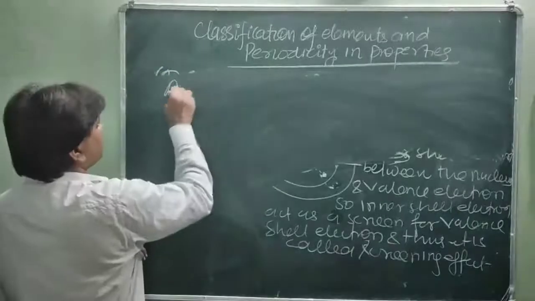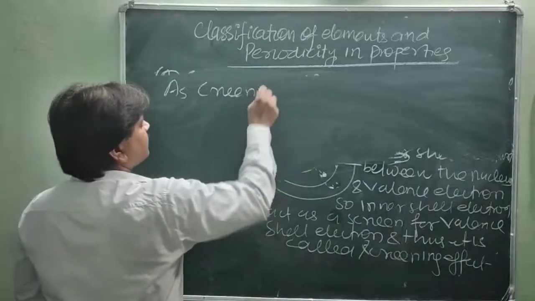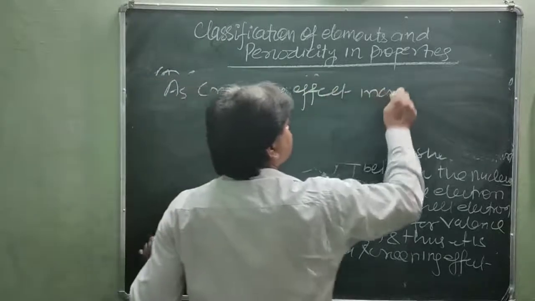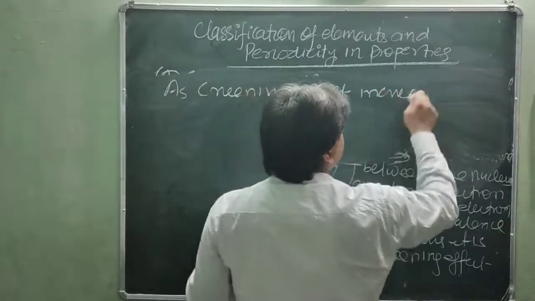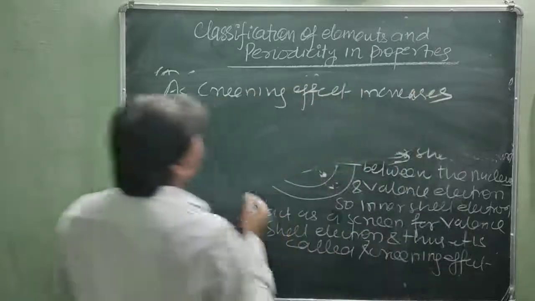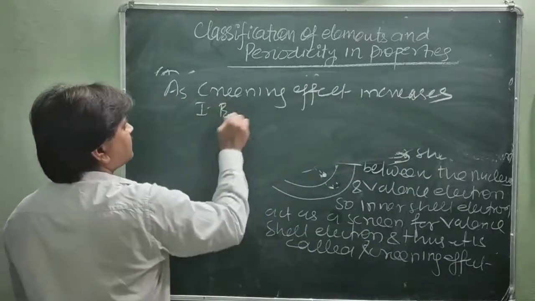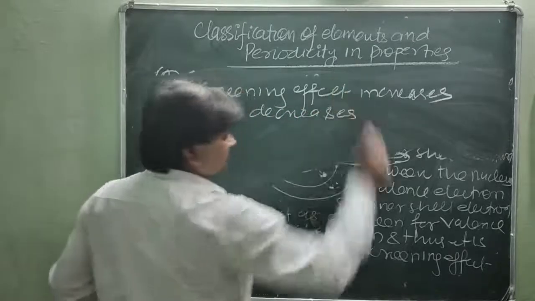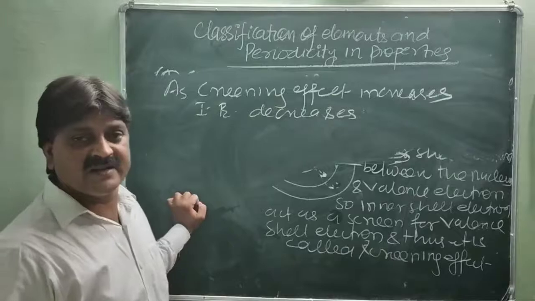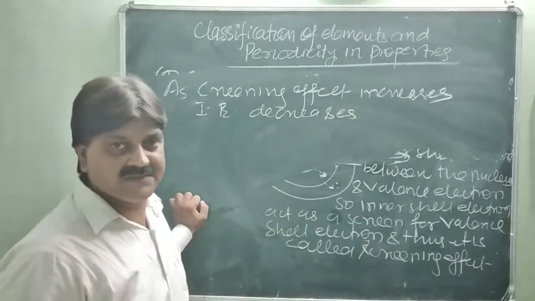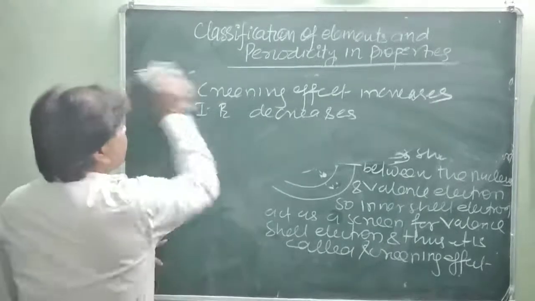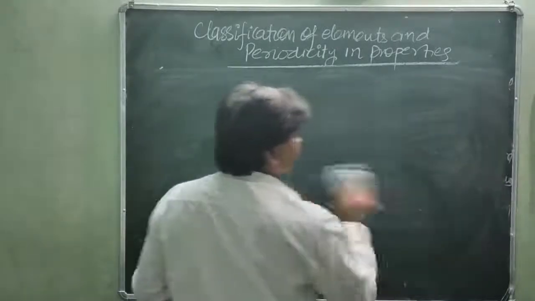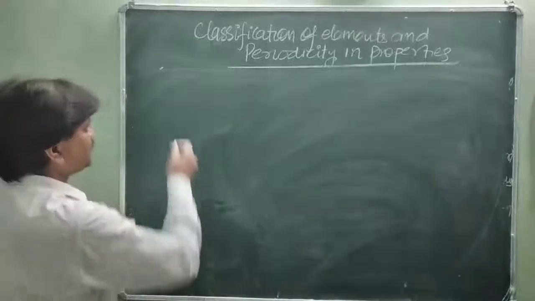As the screening effect, our shielding effect, increases, ionization enthalpy decreases. So this is another factor which affects the ionization enthalpy. Is it clear? The next one is types of orbitals, which is another factor which affects the ionization enthalpy.